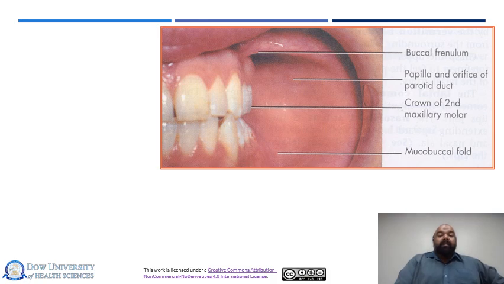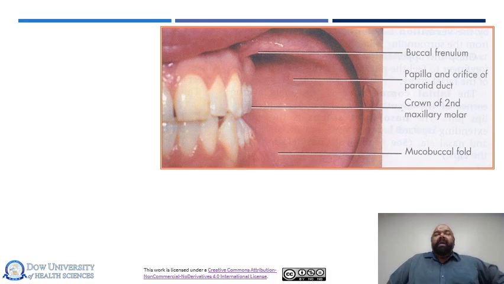Another importance of the buccal frenulum, or the buccal frena (frenulum is singular and frena is plural), is that just where the crown of the second maxillary molar is, there is a papilla and orifice of the parotid duct. Now, the parotid gland is a major salivary gland, and it is one of the largest salivary glands that have their excretory ducts in the oral cavity, from which the saliva is extruded.